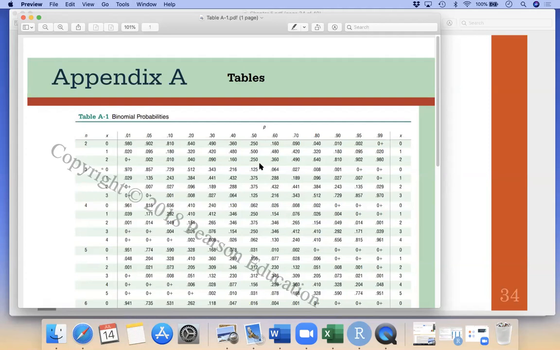But in the exam, sometimes I will specifically tell you to use the binomial table. Then definitely you have to use this table. I will give you p and n according to the table, because if I tell you to use binomial probability tables, then I will give you p values from this range. Otherwise, you can use the normal formula.